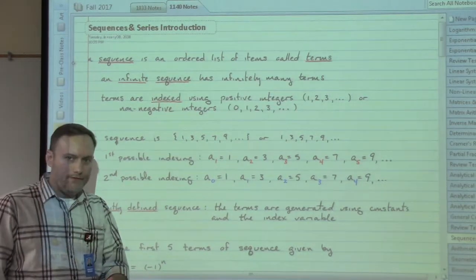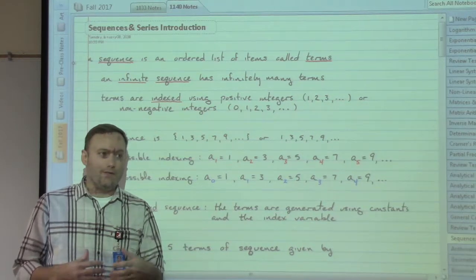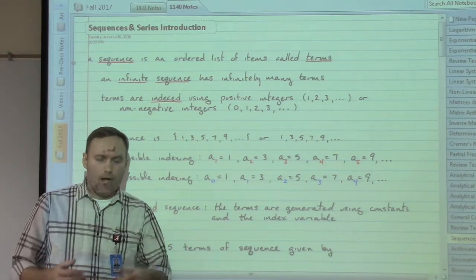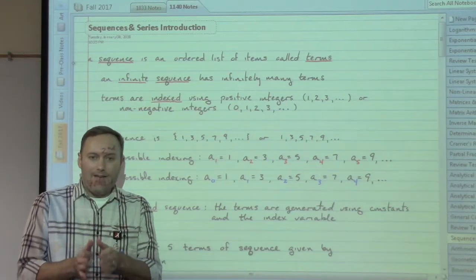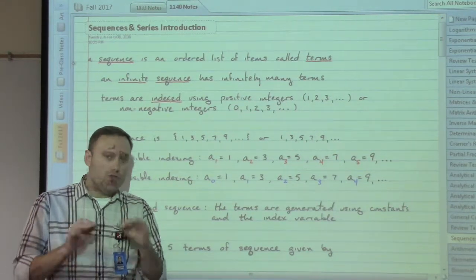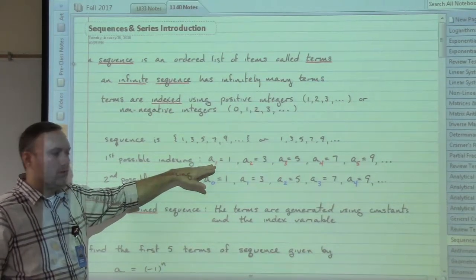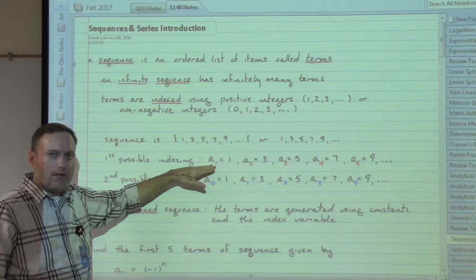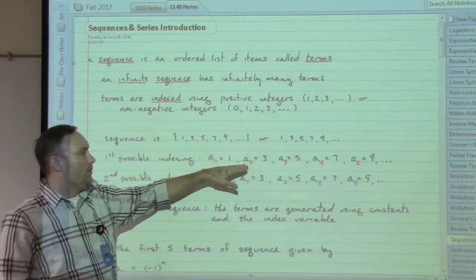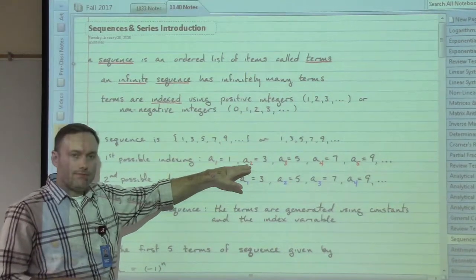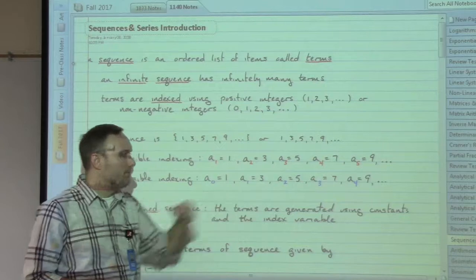So most often, we will have some sort of variable like the letter n, which is a popular one. I's and j's are also popular. We'll have an index letter, and usually it will start at 1. So literally, index 1, first term, index 2, second term, index 3, third term.